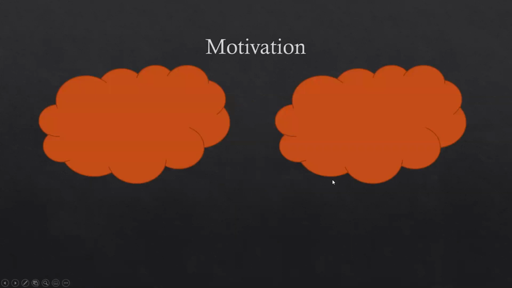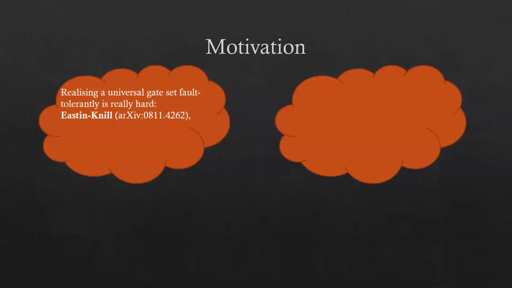I'd like to begin by talking about the motivation for this work. Specifically, there are two conflicting stories often told about fault-tolerant quantum gates. Firstly, it's often said that realizing a universal set of gates fault-tolerantly is really hard. The main evidence presented for this is the famous Eastin-Knill theorem, which shows that transversal gates, that is the standard approach to fault-tolerant gates, are not sufficient to realize universal quantum computing in any quantum error correcting code.